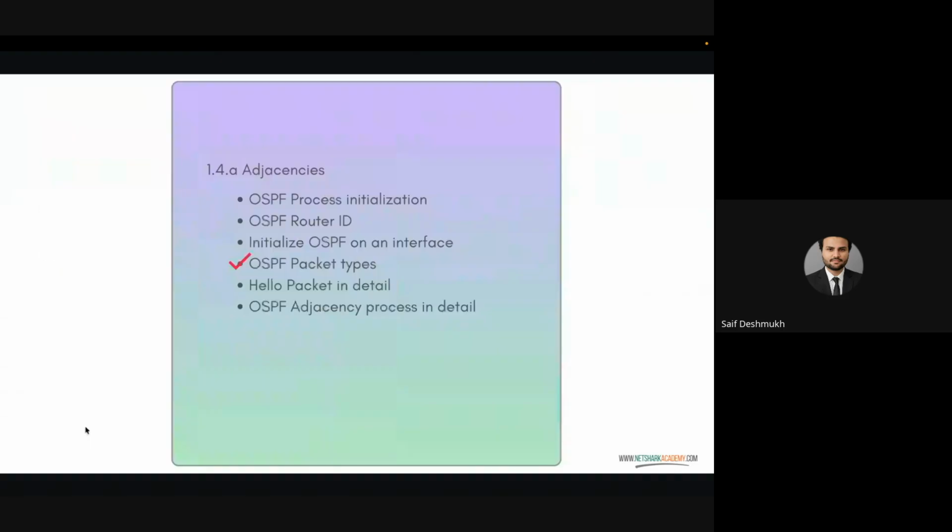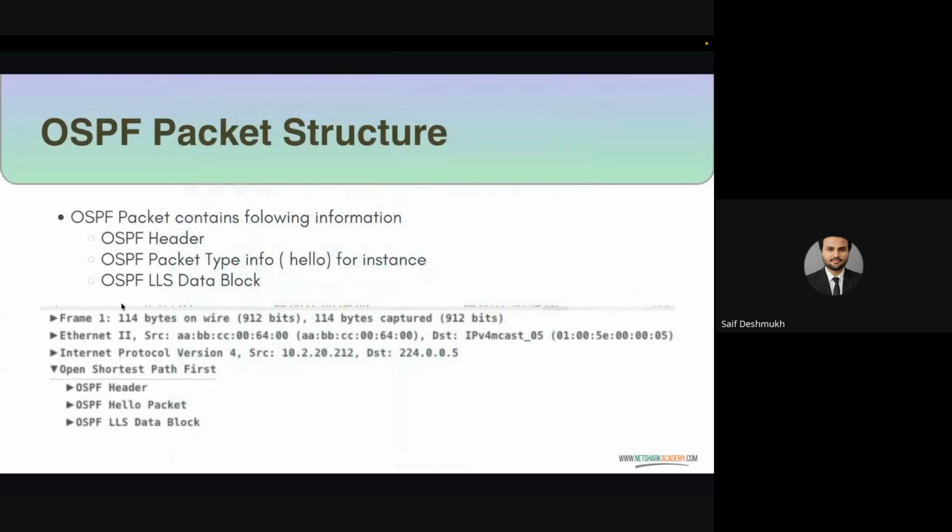More on this later. So this is how you enable OSPF. There are two ways: a network command and an interface level command. Once that is done, initially the hello packets are sent out. What are hello packets? Basically, OSPF has a specific structure that it follows.